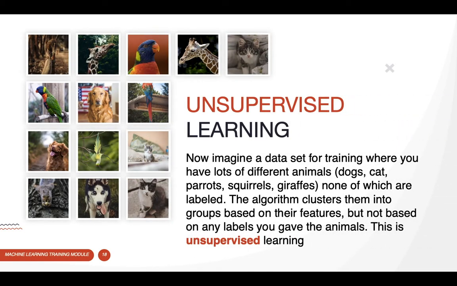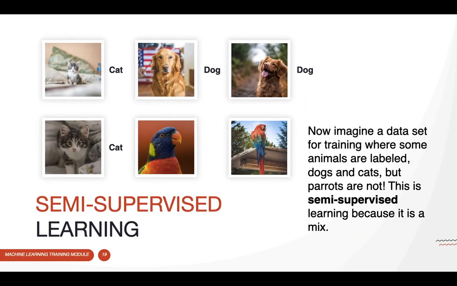Unsupervised learning. Now imagine a dataset for training where you have lots of different animals: dogs, cats, parrots, squirrels, giraffes, none of which are labeled. The algorithm clusters them into groups based on their features, but not based on any labels you gave the animals. This is unsupervised learning. Semi-supervised learning would be a dataset for training where some animals are labeled, dogs and cats, but parrots are not. This is semi-supervised because it's a mix of labels and not having labels.